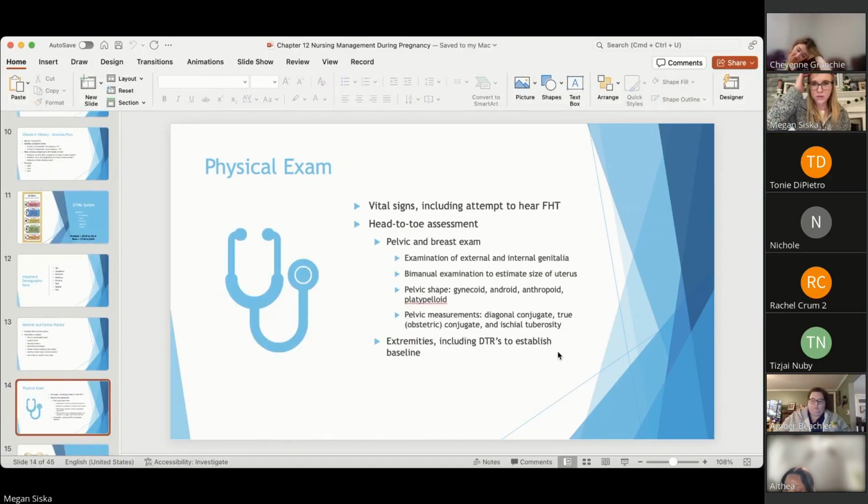Okay, physical exam. So we do get vital signs, and this includes listening to the fetal heart rate as long as they are within that range that we can listen with a Doppler. We do our head to toe. Usually the provider, either the mid-level provider or physician, is going to do a breast and pelvic exam. And then general head to toe stuff. So we'll do deep tendon reflexes, or the provider will do deep tendon reflexes. And we'll get to why that's important here in a little bit.